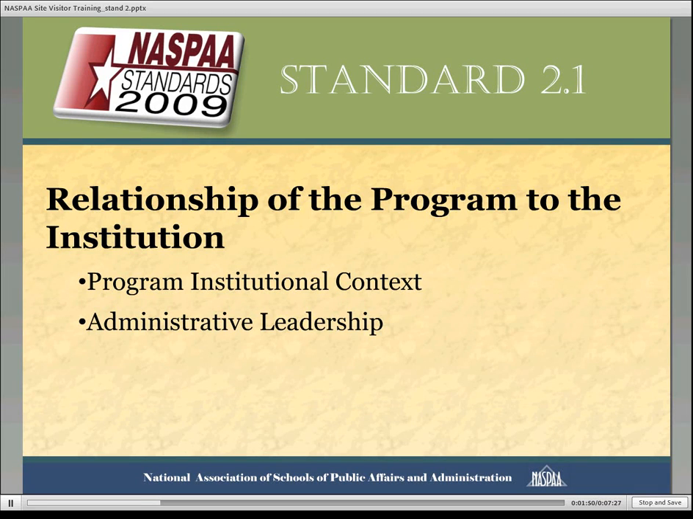The second component of understanding the relationship of the program and the institution is whether or not there's identifiable administrative leadership within the program. MPA programs need to have an identifiable leader that is coordinating the efforts of the program and situating the program and articulating the program within its institutional context.